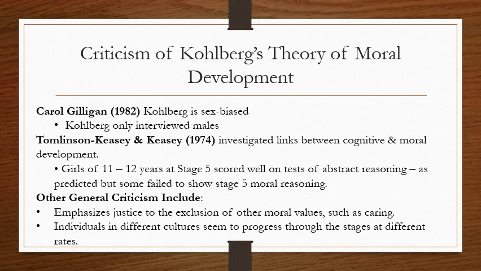She says that Kohlberg is sex biased. Kohlberg only interviewed males. Another study, by Tomlinson-Keasey and Keasey, 1974, investigated links between cognitive and moral development. They claim that girls of 11 to 12 years at stage 5 scored well on tests of abstract reasoning, as predicted, but some failed to show stage 5 moral reasoning.